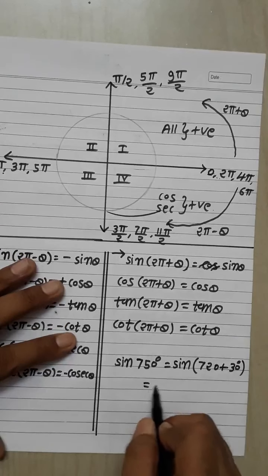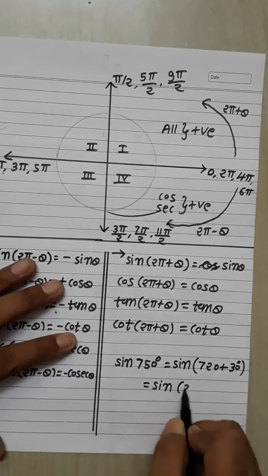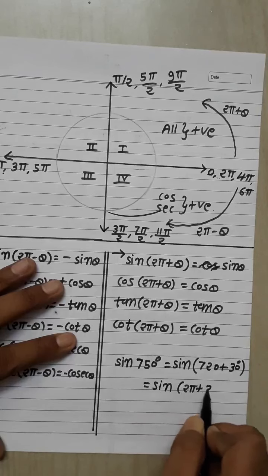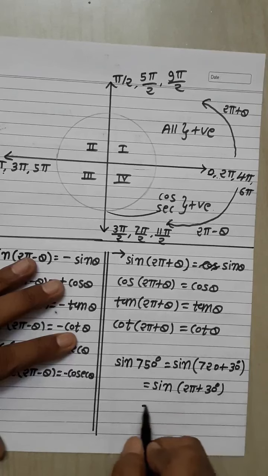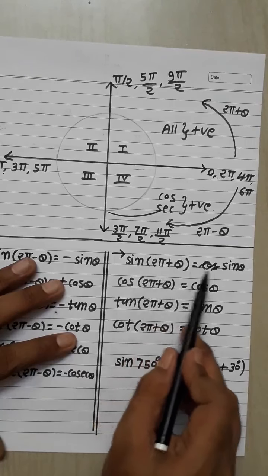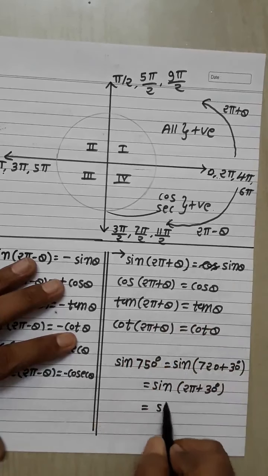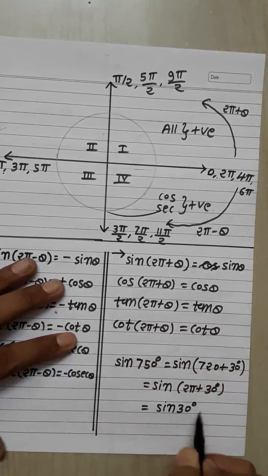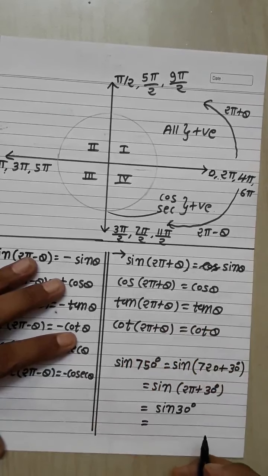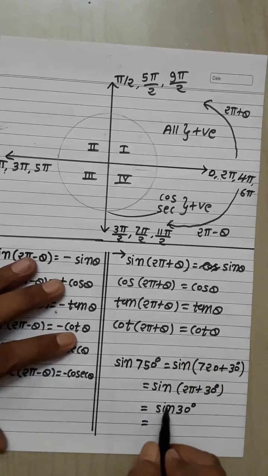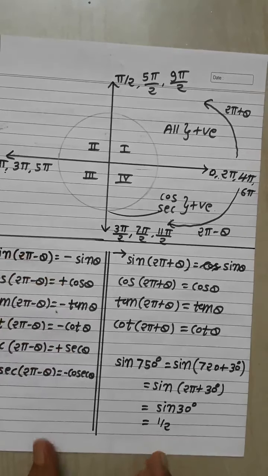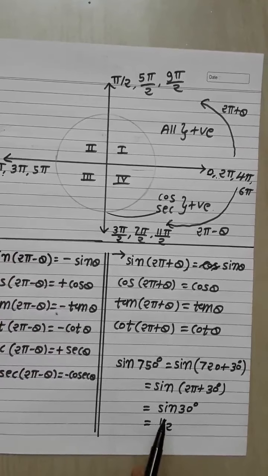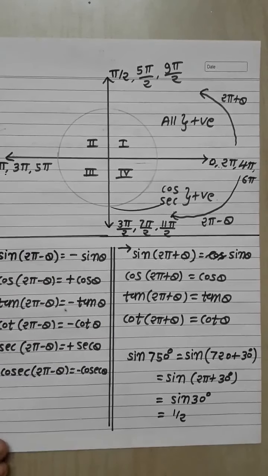Now 720 means we can write sine(2 pi plus 30 degree). Here sine(2 pi plus theta) means sine theta, so we write sine 30 degree, and the value of sine 30 degree, using the trigonometry table, is 1 by 2. So we get the value of sine 750 degree is equal to 1 upon 2.